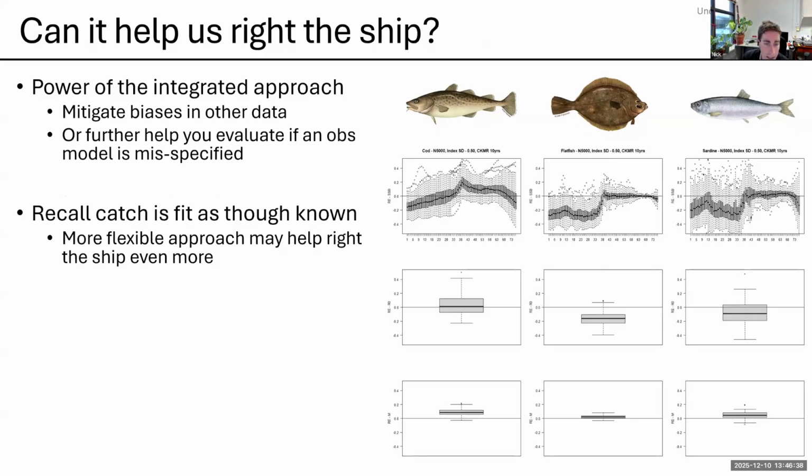Recall that we weren't really finding any pairs in the cod case, so it doesn't really make a difference. We're finding a ton of pairs in the flatfish case, nearly completely helps us right the ship in the second half of the time series. Similarly, for sardine, it helps us right the ship in the second half of the time series.